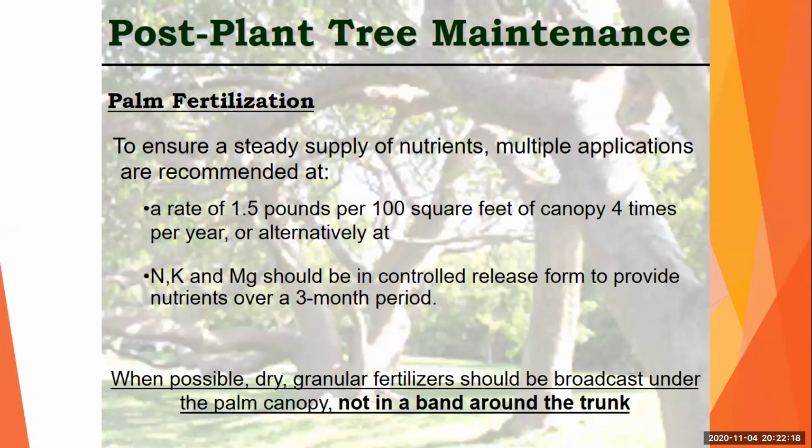So again, this is palm fertilizer. We recommend applying 8-2-12. We recommend applying it 4 times a year, 1.5 pounds per 100 square feet, more or less. So that means we're going to apply 4, 5, 6 pounds of the 8-2-12, 4 times a year, maybe every 3 months.